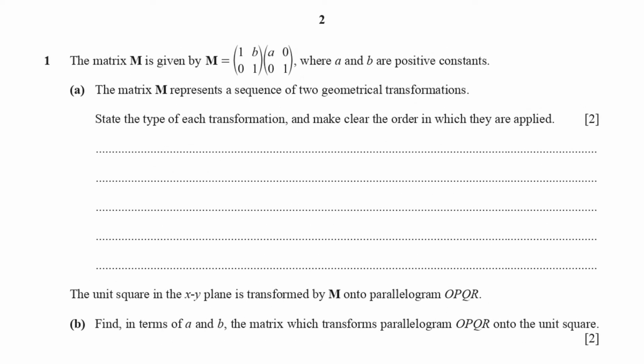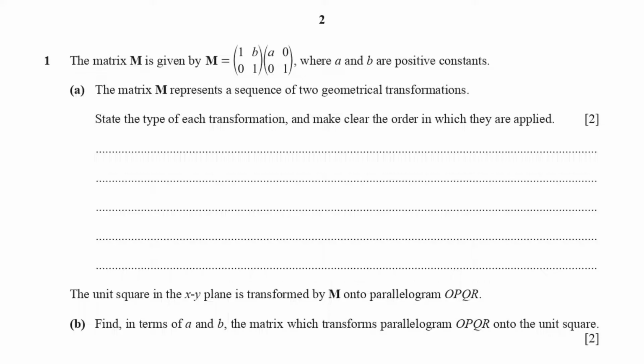Question number 1. The matrix M is given by M is equal to [[1, B], [0, 1]] multiplying [[A, 0], [0, 1]], where A and B are positive constants. In part A, the matrix M represents a sequence of two geometrical transformations. State the type of each transformation and make clear the order in which they are applied.